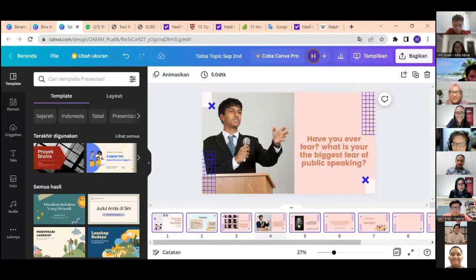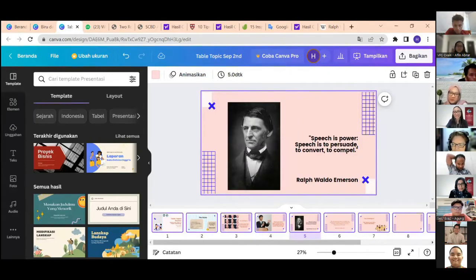Yes, okay. This is your topic. This is one of the quotes from Ralph Waldo Emerson. He is a poet. And the quote is: Speech is power. Speech is to persuade, to comfort, to compel. Are you ready? Okay. 1 to 2 minutes. The stage is yours. Try.